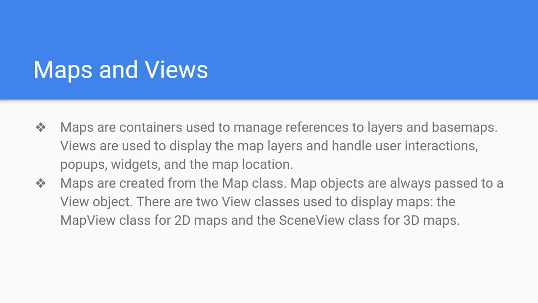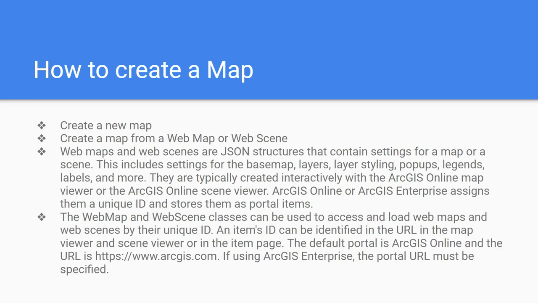Okay, so how will we create maps and views in the ArcGIS JavaScript API, and what are the different types of views? There are two views in the JavaScript API: one is map view for 2D maps and scene view for 3D maps. Okay, how to create a map?